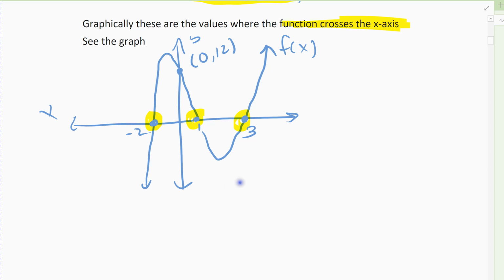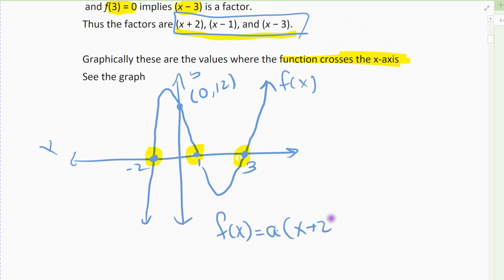Well, if that's the case, then at the very least, I know my function equation is some leading coefficient times each of my factors. My x plus 2 times x, right? That's what factors are. It's the multiplication. 4 and 3 are factors of 12. When I take 4 and multiply it by 3, I get 12 out. Well, the same thing here.